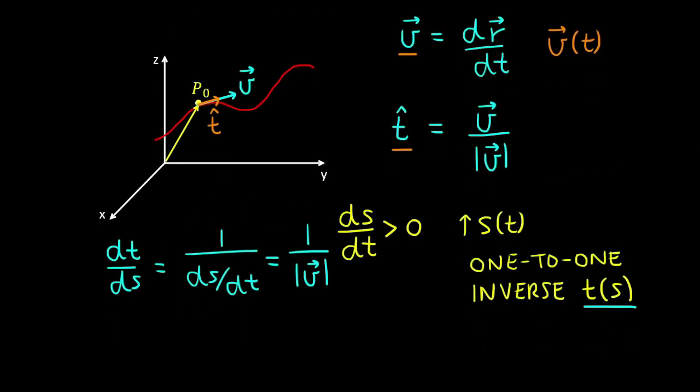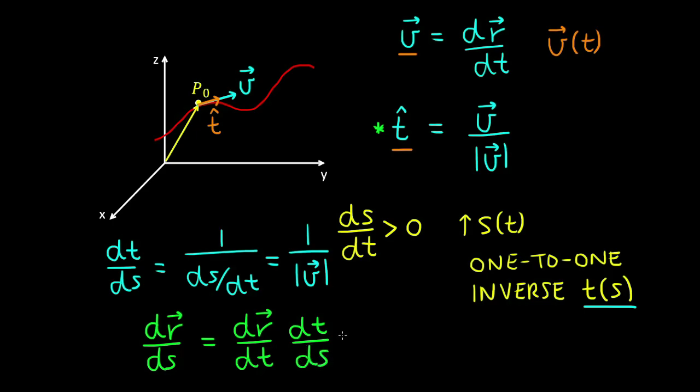From this, we can write the tangent vector in an alternate form. By taking the derivative of the position function with respect to s, we can use the chain rule to first differentiate with respect to t and multiply this by the derivative of t with respect to s. That gives the velocity times the reciprocal of the magnitude, which is thereby equal to the unit tangent vector, which is in the direction of the velocity vector.